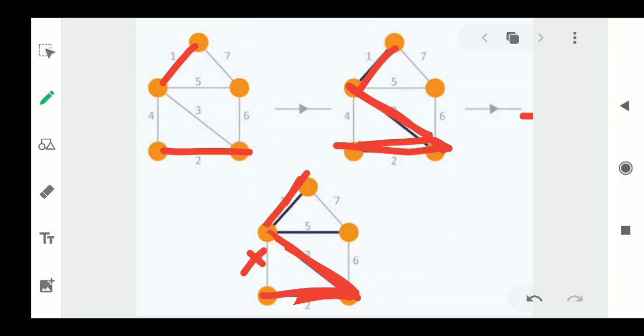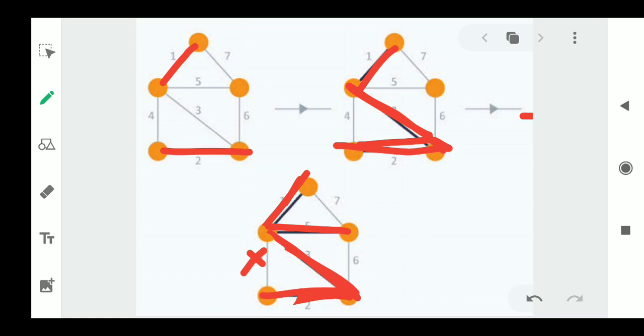And after 4, which one is the least cost? 5 is the least cost. That's why I'm connecting 5. By connecting 5 here, we are not going to face any problem, right? So we are connecting one more vertex here, and after 5 you see 6 is there. We will not connect 6. Why? Because it forms a circuit. And we will see 7. 7 forms a circuit. A circuit should not get formed.